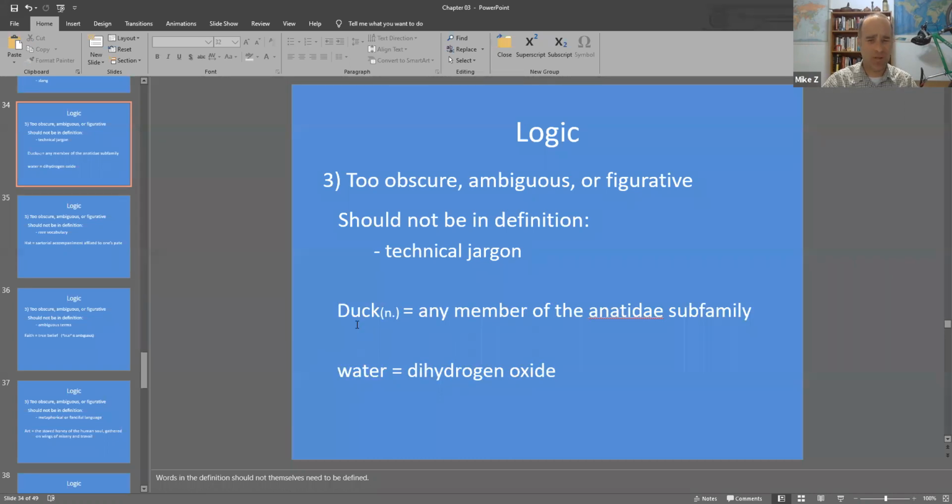Okay, well, if I didn't know what a duck is, am I going to know what the Anatidae subfamily is? Probably not, right? So that's not a useful definition. Just technical jargon. This other one has been used a lot. It's like people playing little tricks on each other, a verbal prank sort of. But if you ask for a definition of water and somebody says, oh, that's dihydrogen oxide. Okay, well, if you're not a chemist, you might not really know what that means. And so that's not a good definition.